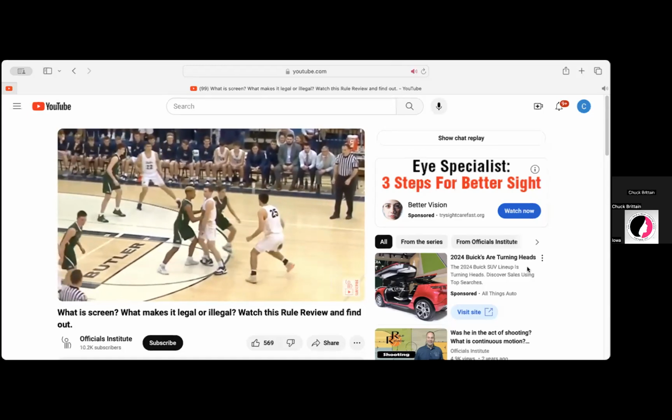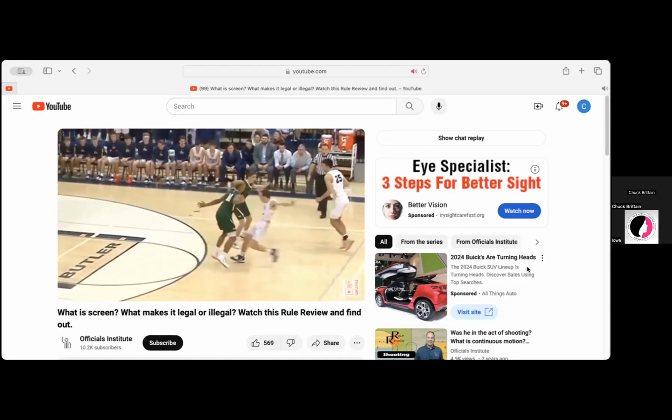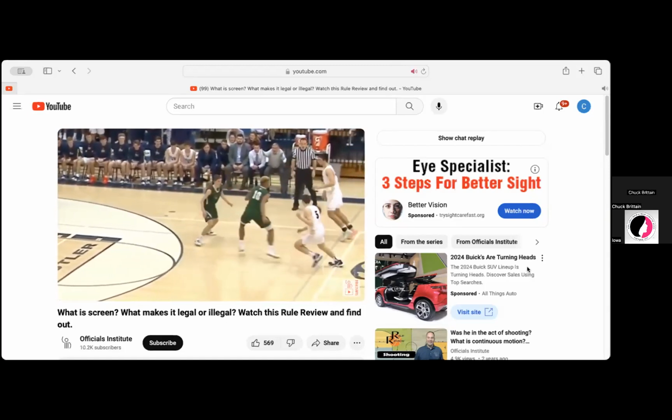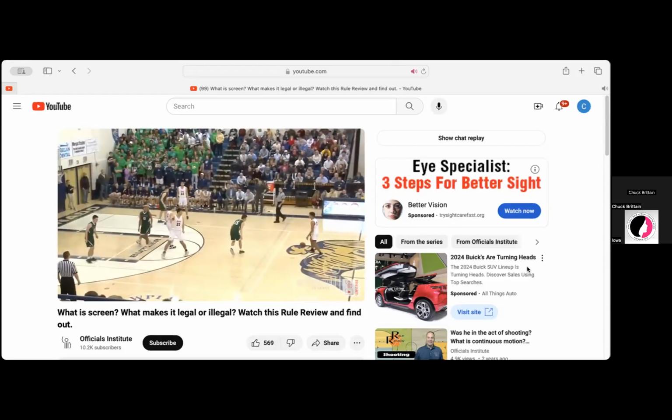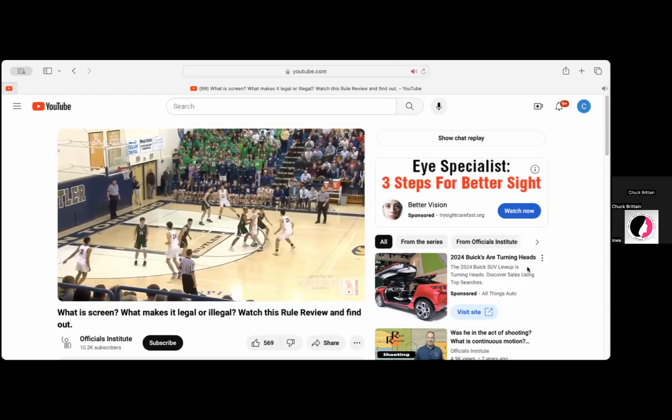Just as an illegal screen should be penalized, an opponent that doesn't respect a legal screen by breaking their responsibility of the rule should likewise be penalized. Here it is again.